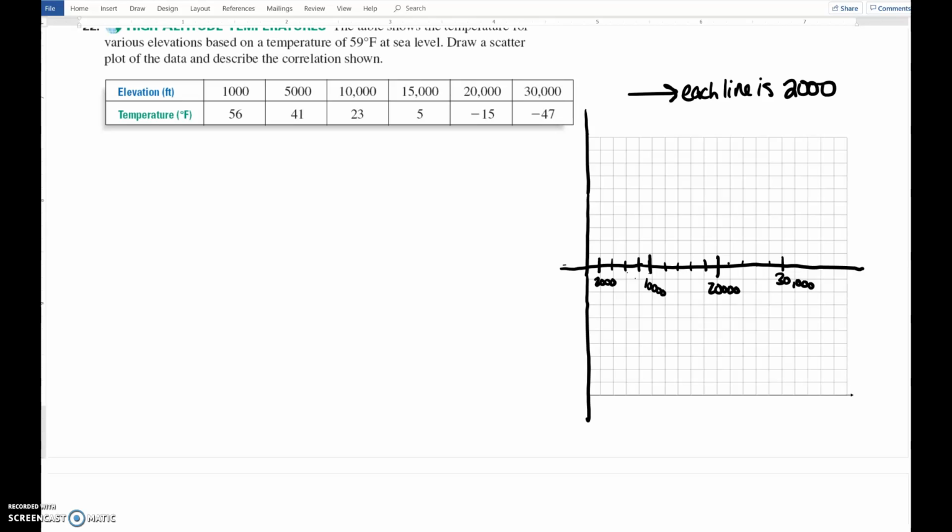What about for our y-axis? Can't count by twos. We wouldn't have enough space. Fives?